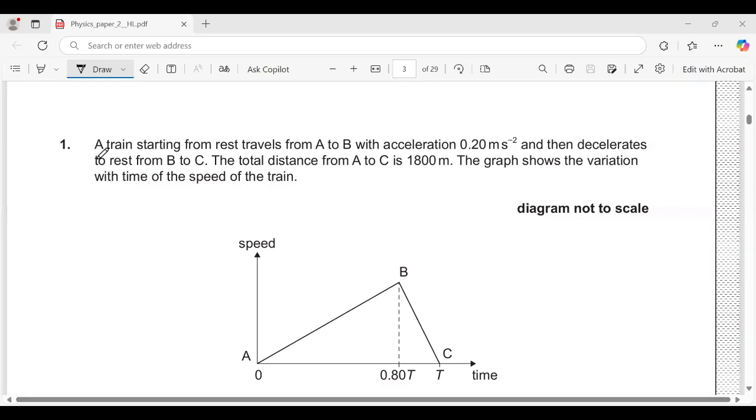Number one, a train starting from rest travels from A to B with acceleration 0.20 meters per second squared, and then decelerates to rest from B to C. The total distance from A to C is 1,800 meters. The graph shows the variations with time for the speed of the train. This is the diagram.